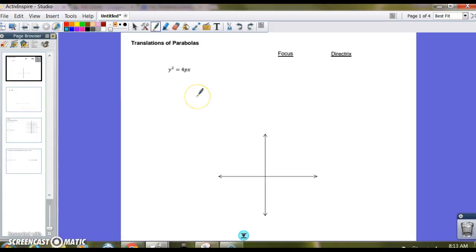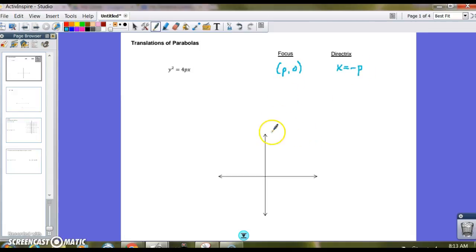So let's start out with y squared equals 4px. Remember that if y is squared, that means our parabola is opening either to the left or to the right. So if everything is positive, it's opening to the right. If it's negative, then it's opening to the left. And we said that the focus is located at (p, 0) and your directrix is located at x equals negative p.